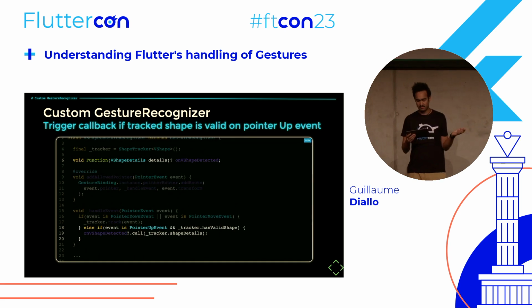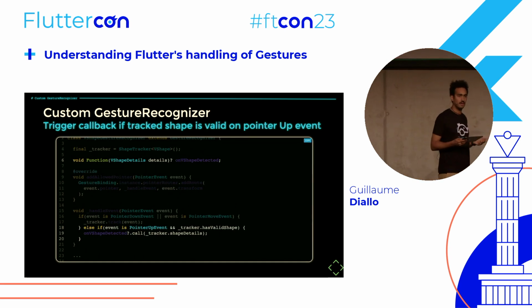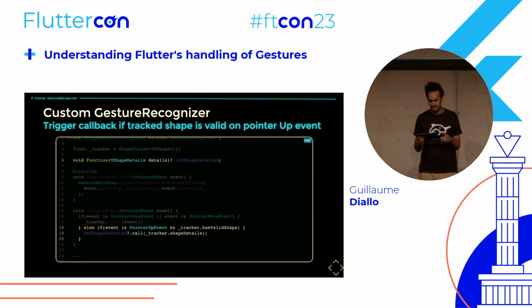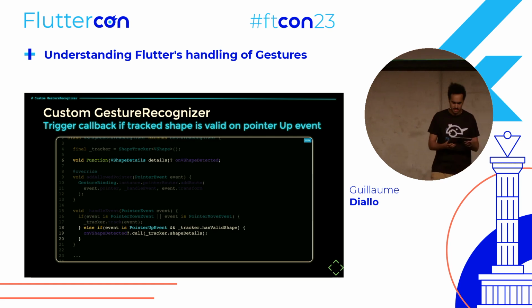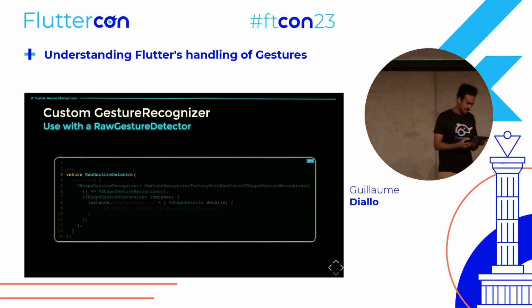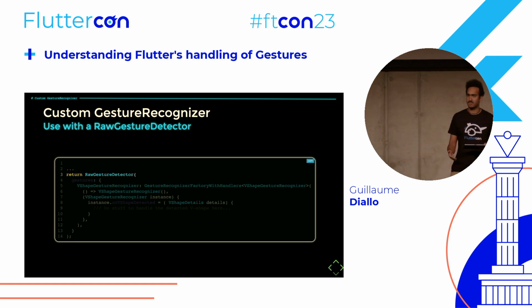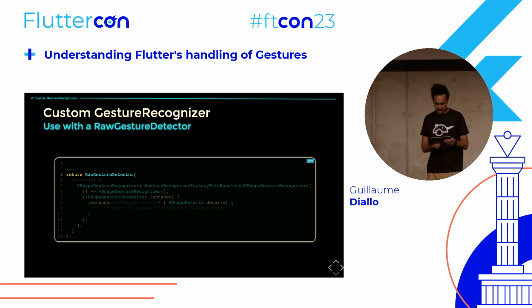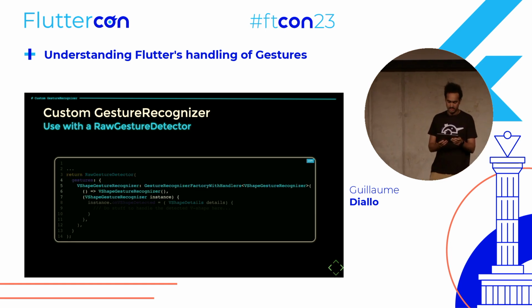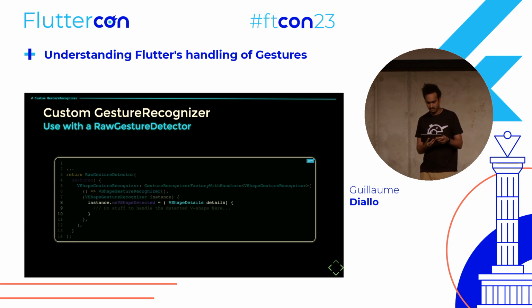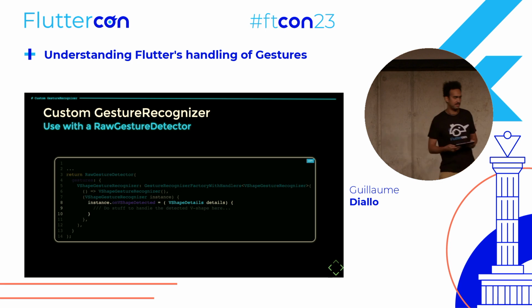And then we have some kind of has-valid shape getter that we can check if the shape is actually a V shape. And then we call back our parent saying, hey, I've detected something that looks like a V, do something with it. And that's it for our own custom gesture recognizer. We just use it, pass it through our row gesture detector in the gestures map. And don't forget to add the callback saying, okay, I want to do something with that shape.